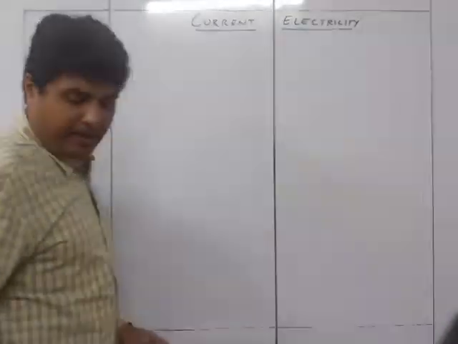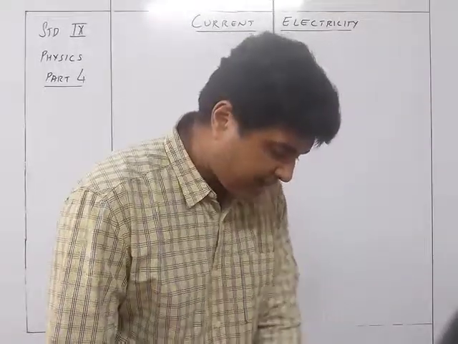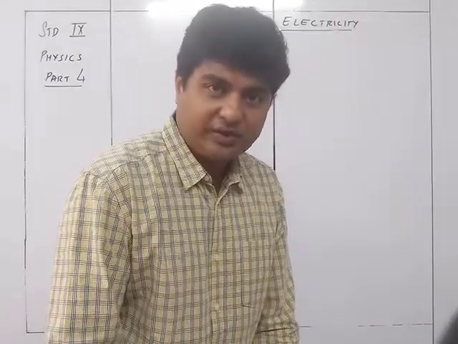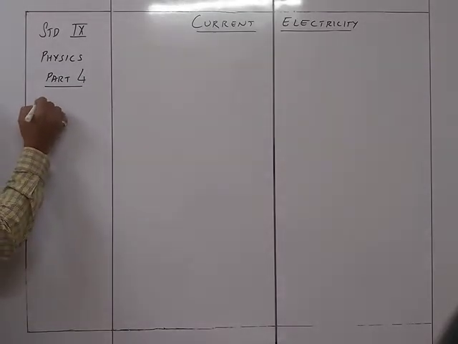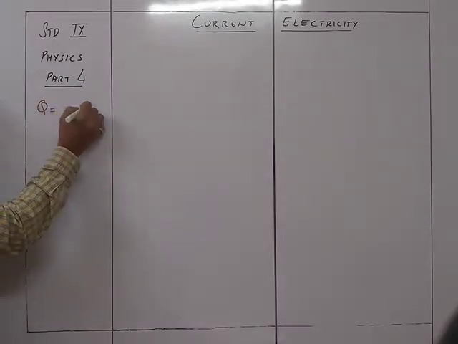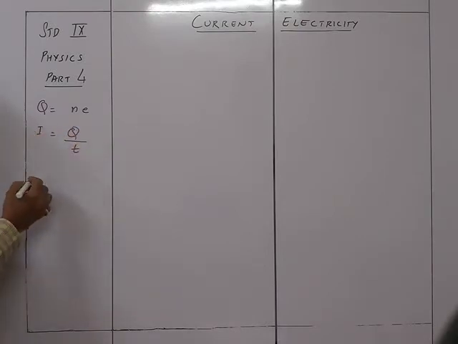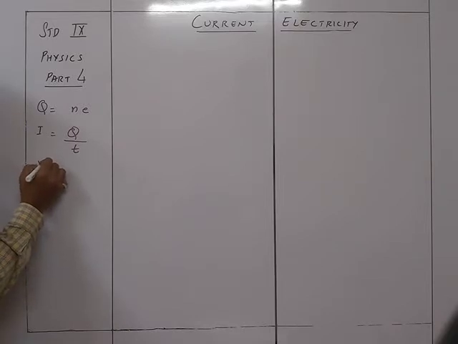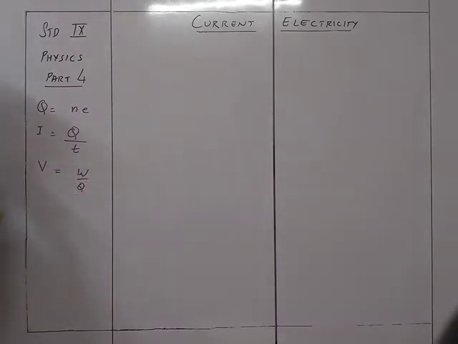It just slipped off my mind when I changed from one part to another part. So I can see that in their numericals, in the first part as well as the second part. So we first write down the formulas. The first formula is Q = N into E, and then I = Q upon T, and then the potential difference V = W upon Q, and then R = V upon I. So these are the formulas which you are going to use in this one.